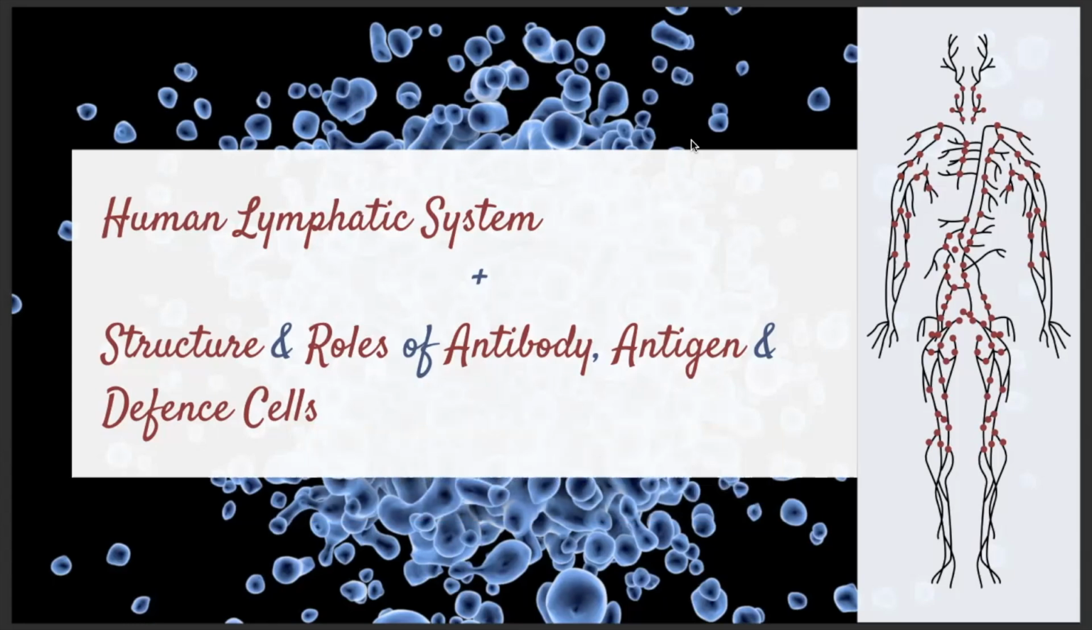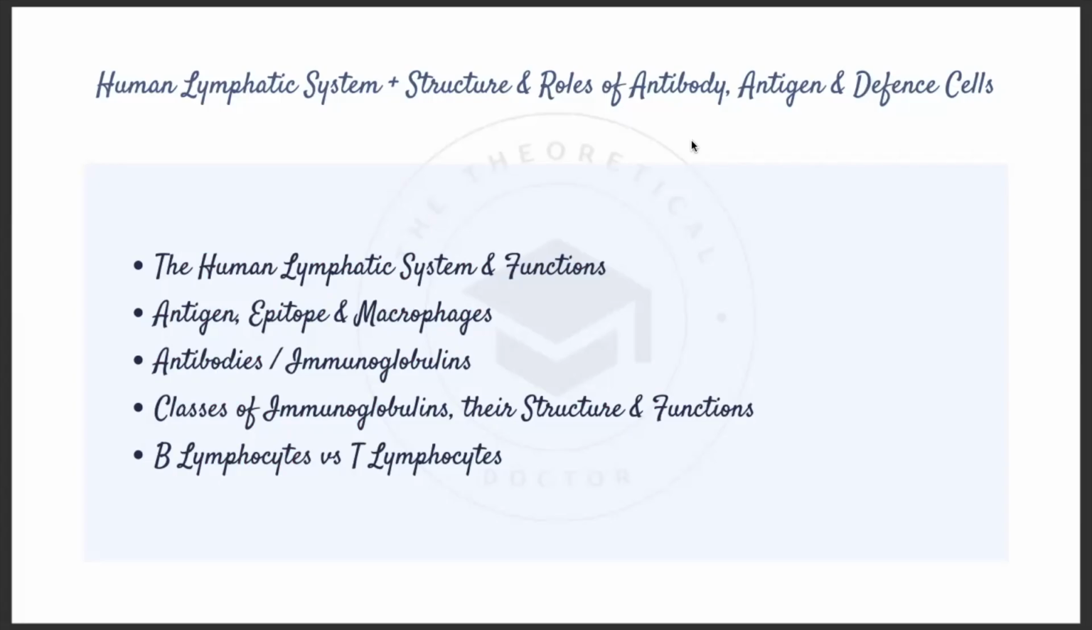In this video, we will be starting on the human lymphatic system as well as the structure and roles of antibody, antigen, and the defense cells. We will be covering the human lymphatic system and functions, antigen, epitope and macrophages, antibodies or immunoglobulins, classes of immunoglobulins, their structure and functions, and finally the differences between B lymphocytes and T lymphocytes.